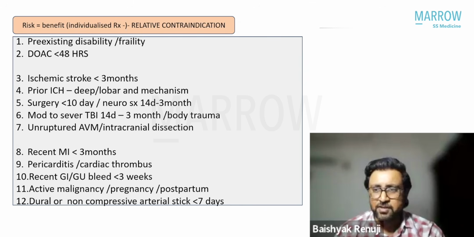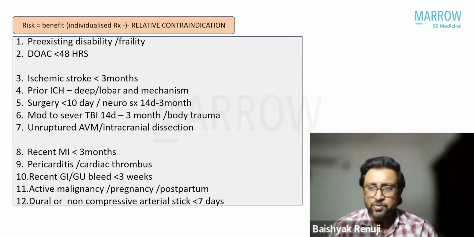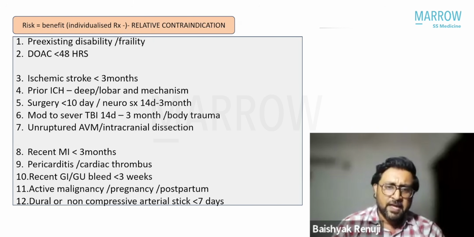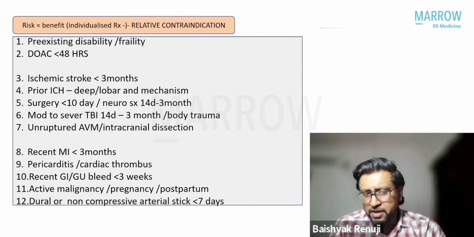I think we have to have a discussion with radiology and neurosurgery, because if the aneurysm has a narrow neck or a high risk of rupture, you have to assess those things and then decide. That is why it is given as a relative contraindication. MI within 3 months, pericarditis, cardiac thrombus, all these are relative contraindications, not absolute contraindications.